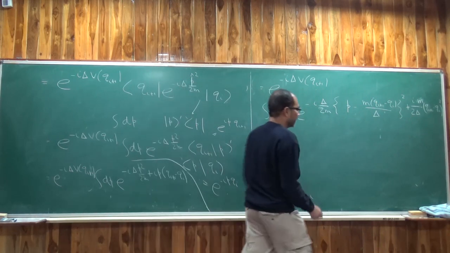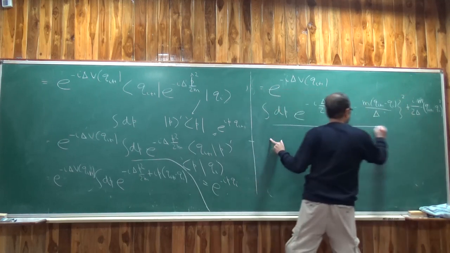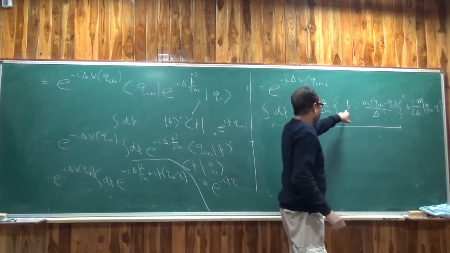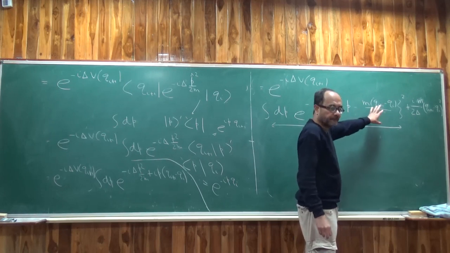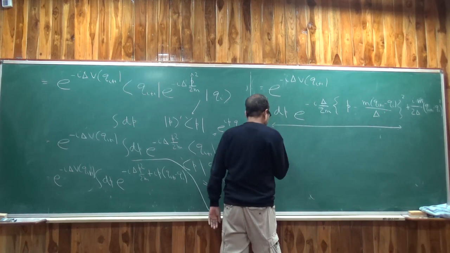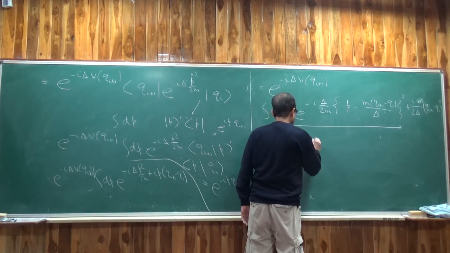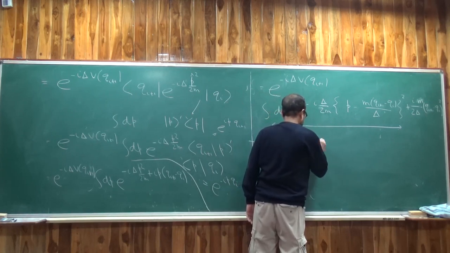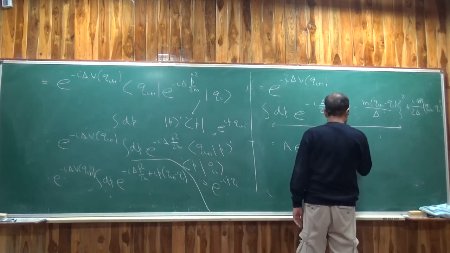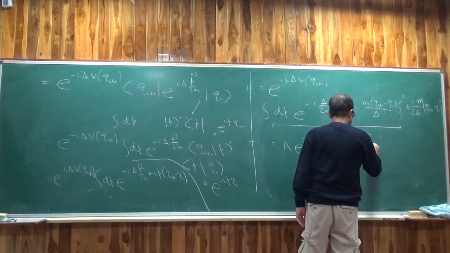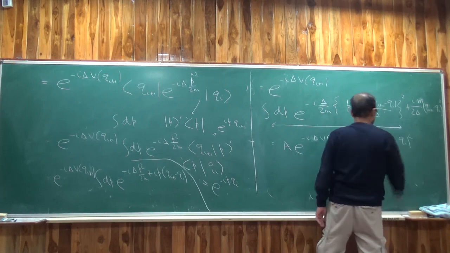Now you see that this integral is independent of q. I can shift the origin, call this p prime. So this becomes something that is independent of q's, just some constant. So I write this as A times e to the power minus i V delta, q i plus 1, plus i m over 2 delta, q i plus 1 minus q i square.